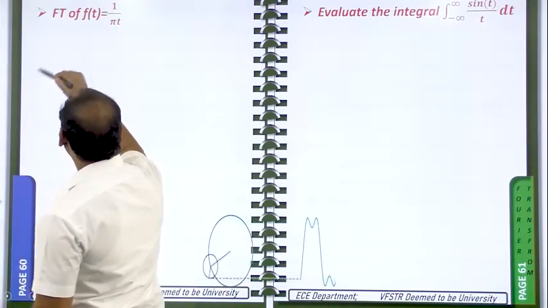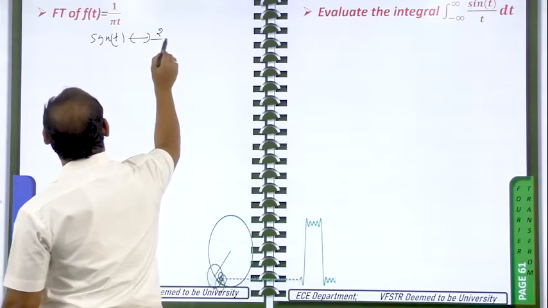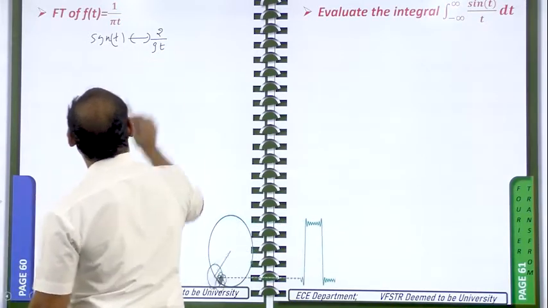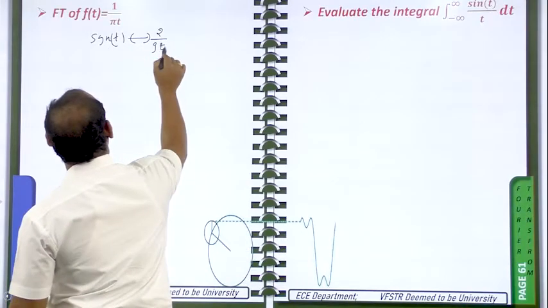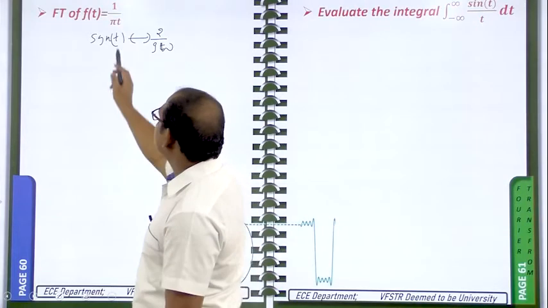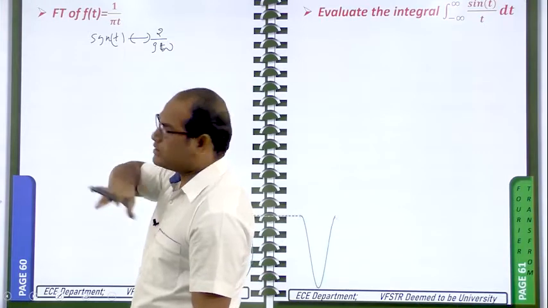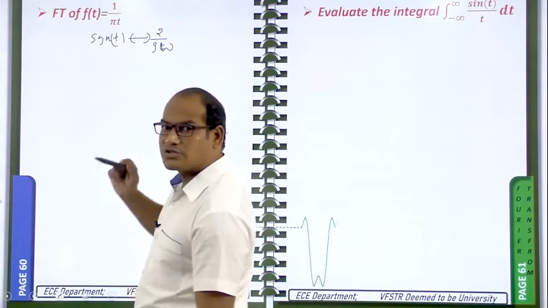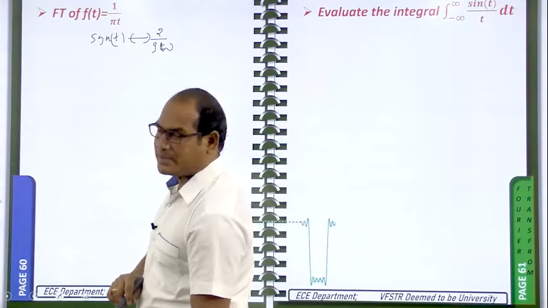Now 1 by pi t. Signum of t is having the Fourier transform 2 by j omega. Now if you see this one, we need it for 1 by pi t. You leave aside the scaling factors. 1 by t, here 1 by omega. So this is enough to do the Fourier transform of 1 by pi t using the duality property.